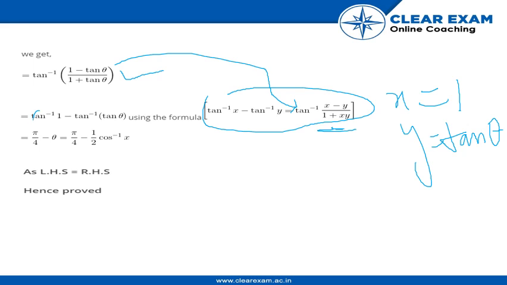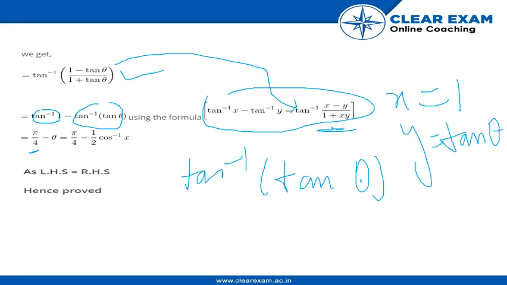Now tan inverse of 1 is pi by 4 from the principal value, and tan inverse of tan theta is theta. As we all know, tan inverse of tan theta is equal to theta. We apply this identity, so we get our answer as pi upon 4 minus theta.